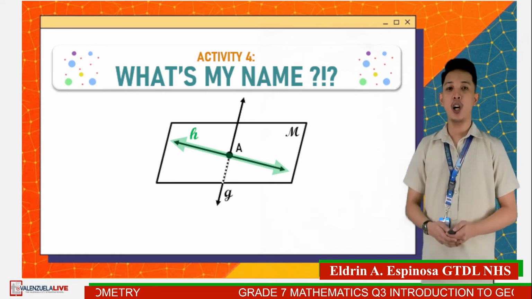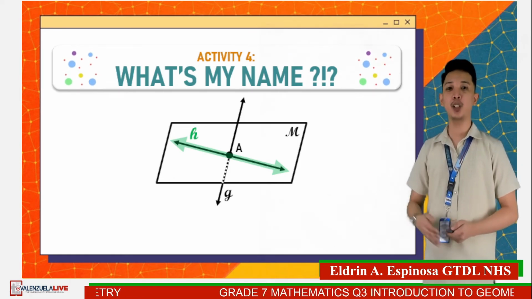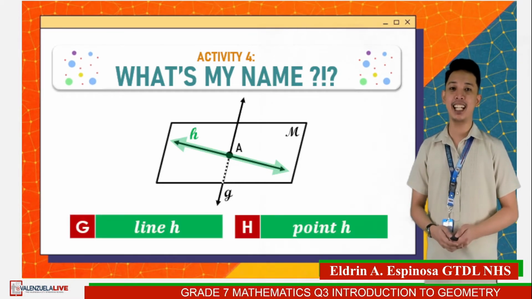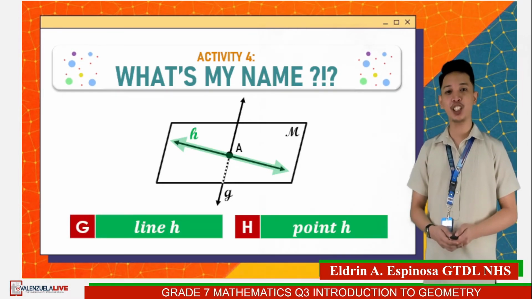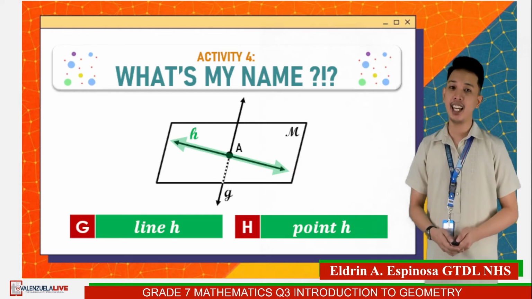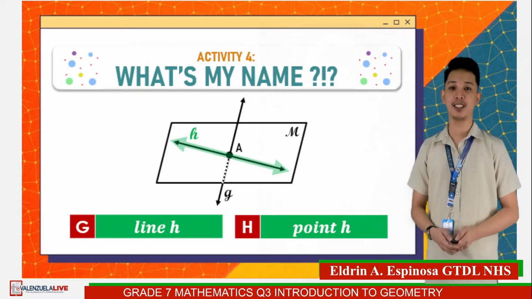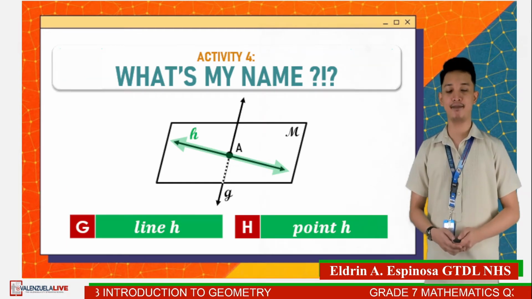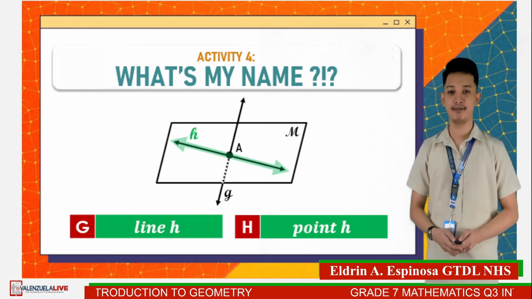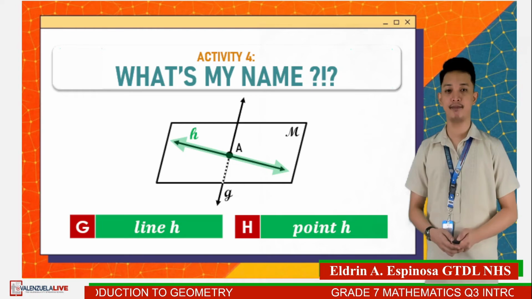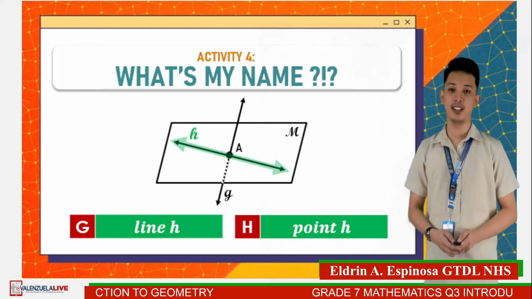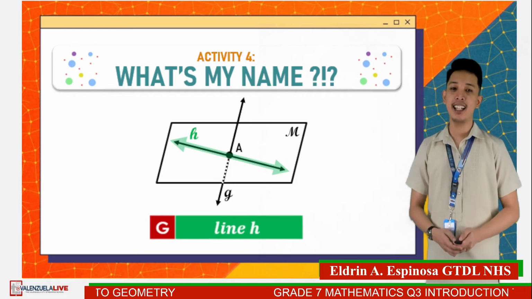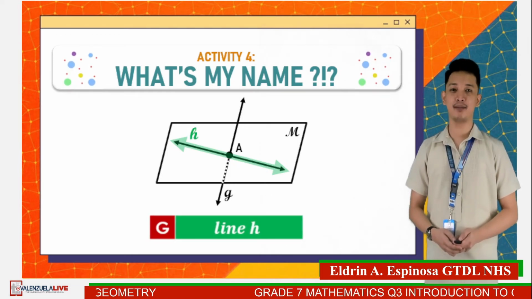Number 4. What about this highlighted figure? What must be its name? Is it letter G, line H, or is it letter H, point H? 5 seconds, go! All right, the correct answer is line H.